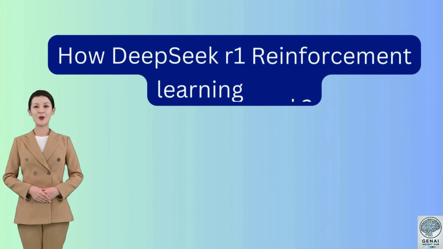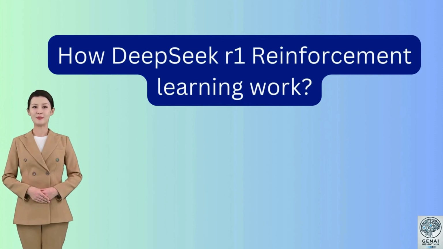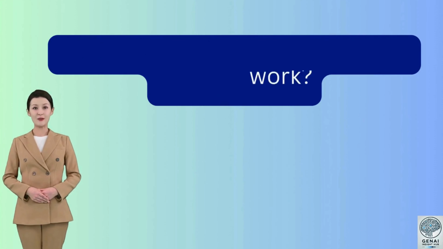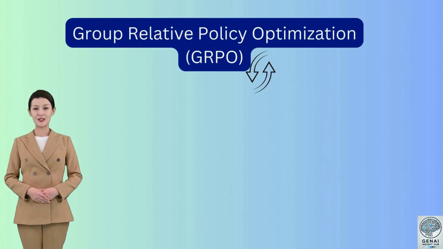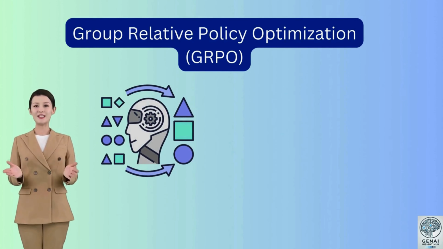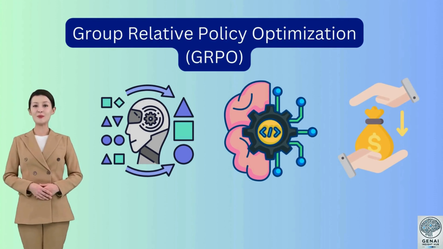How does DeepSeek R1 reinforcement learning work? Group Relative Policy Optimization, GRPO. GRPO replaces the traditional critic model, a large and computationally intensive component in typical reinforcement learning setups, to save training costs during reinforcement learning. Here's how GRPO works.